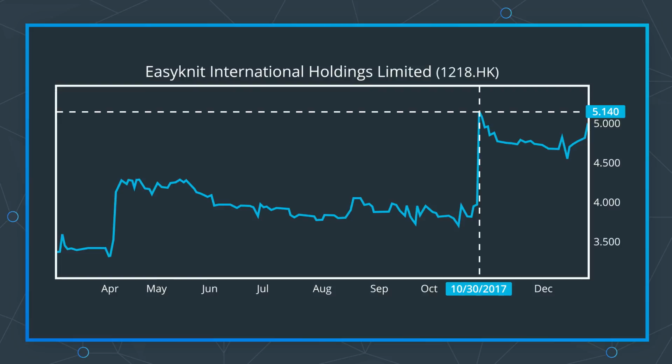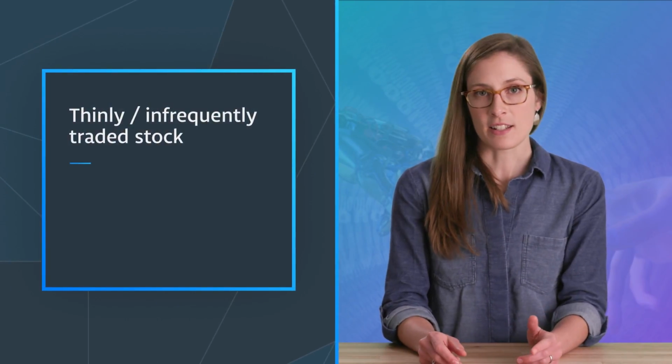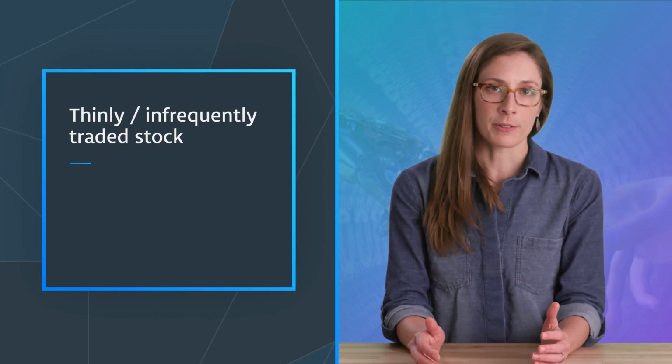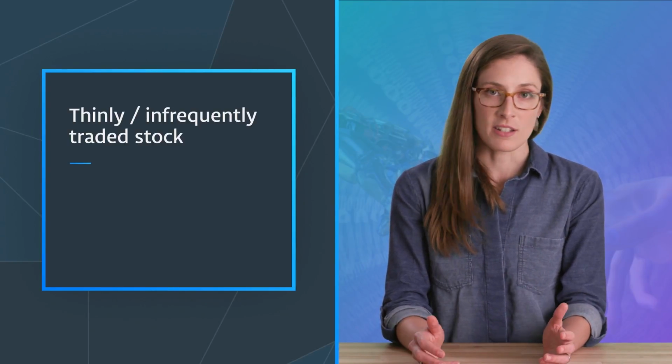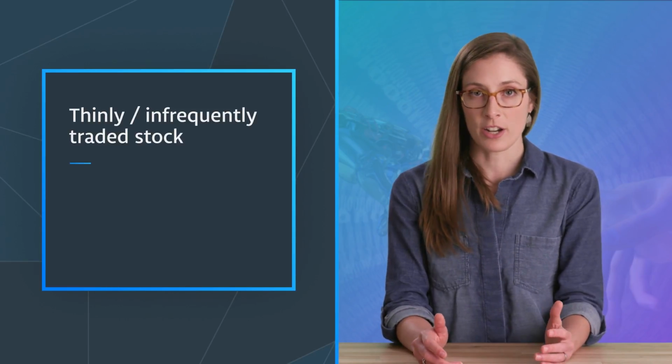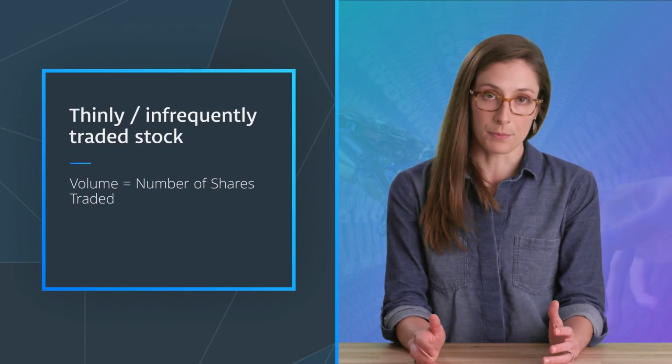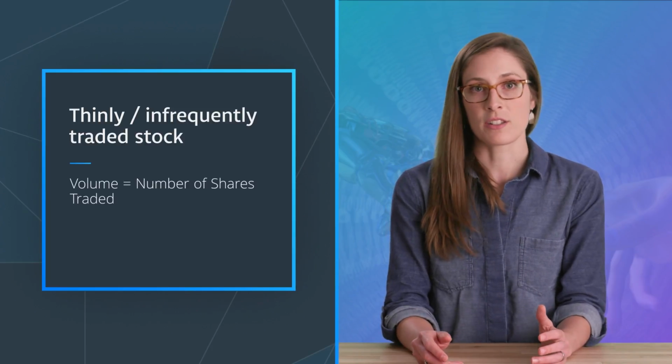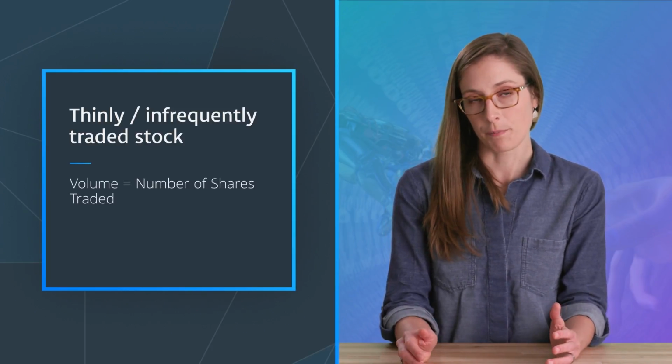One example is EasyKnit International Holdings Limited, which has the ticker symbol 1218.HK. I'm using EasyKnit as an example of a thinly or infrequently traded stock, but what does it mean to be thinly traded? Well, one way to quantify how much a stock is traded is to look at its typical volume. This is the number of shares that were traded during a given time period.